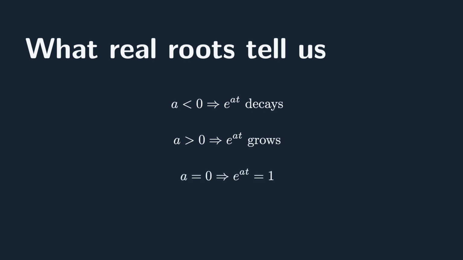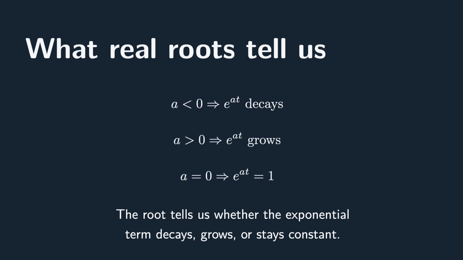Now that we know roots give the values of a in the exponential solution terms, we can ask what different real values of a mean. If a is less than 0, then e to the at decays over time. If a is bigger than 0, then e to the at grows over time. And if a equals 0, then e to the at equals 1, so the term stays constant. Therefore, real roots tell us whether exponential solution terms decay, grow, or stay constant.